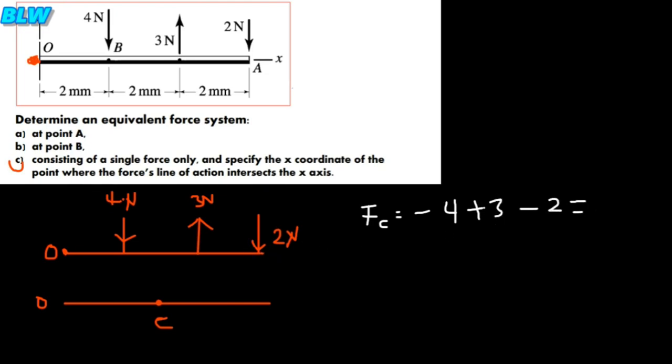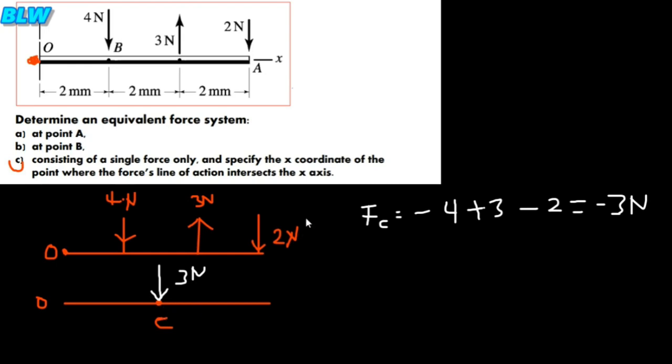So this will give me minus 3 Newton in the y-axis direction, and it is negative because it is moving in the negative y-axis direction. So this tells us that my force acting at point C will be a negative force, a force acting in the negative y-axis direction. So I have my 3 Newton here. Okay, so we can represent all these forces with this single 3 Newton force acting at point C. Okay, so what next?